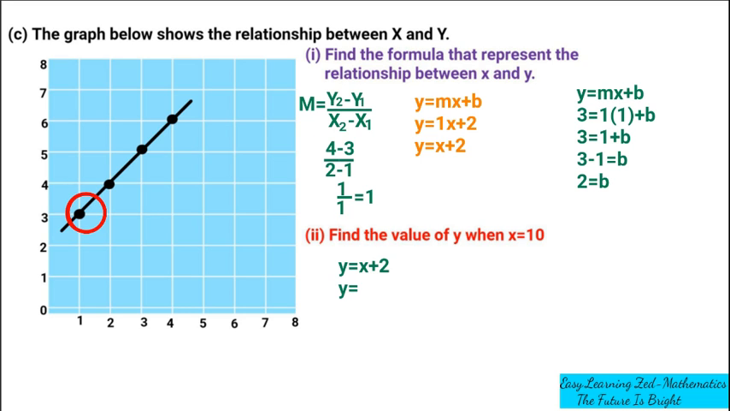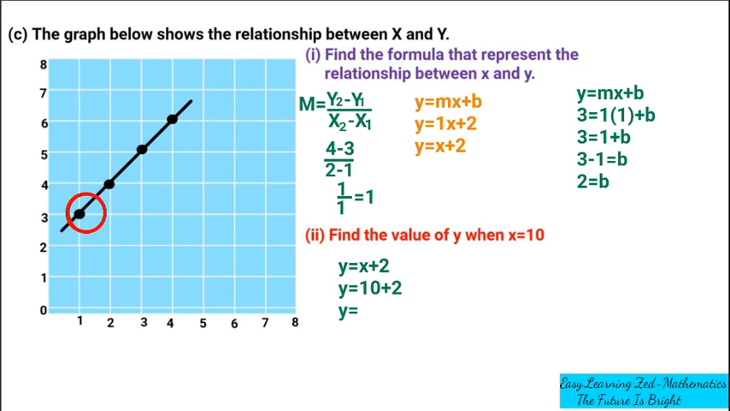Then we are going to evaluate 10 plus 2. So we're going to say y is equal to 10 plus 2, which is equal to 12. So the value of y when x is equal to 10 is 12.